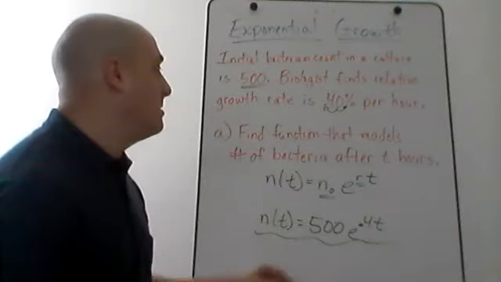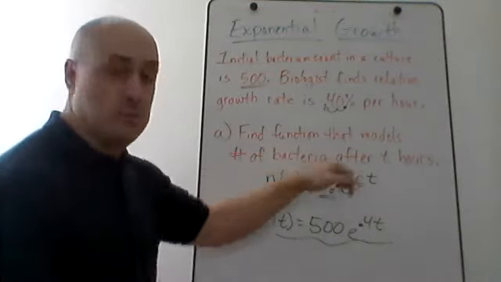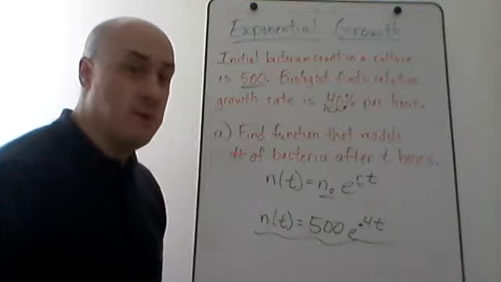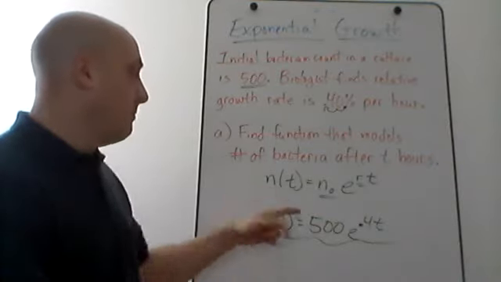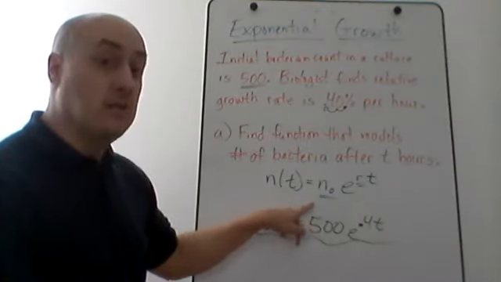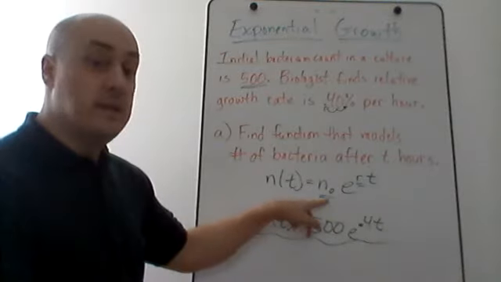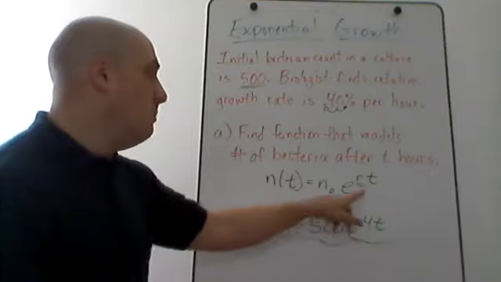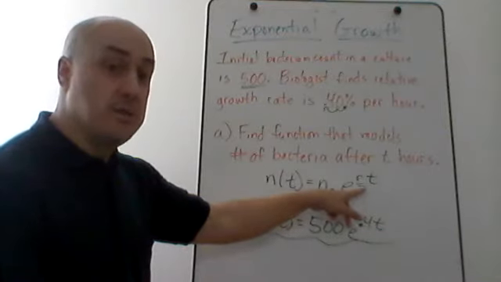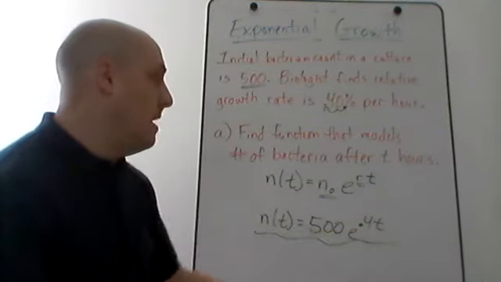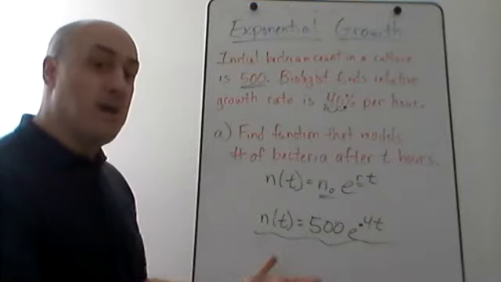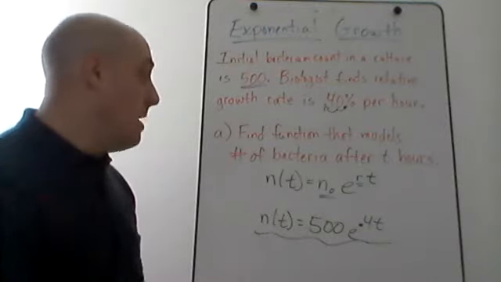So when you're asked to find a function that models whatever population you're talking about and how it grows over time, your equation is going to look like this: N of T equals N sub 0 e to the RT. Plug in the initial amount for N sub 0, plug in the relative growth rate, changing the percentage to a decimal, for R, and we've got our model.